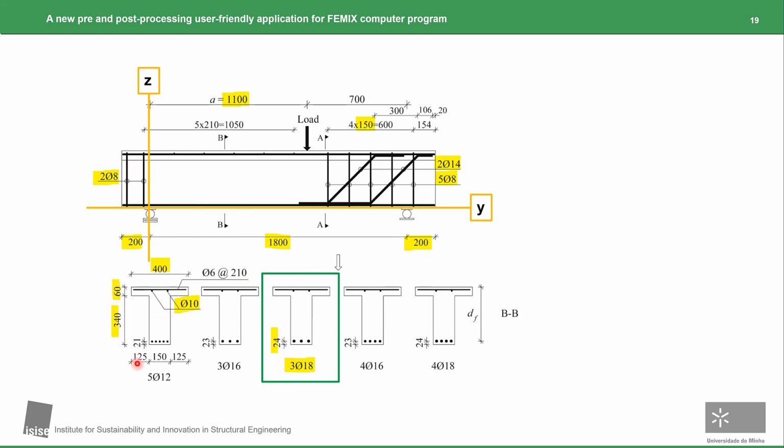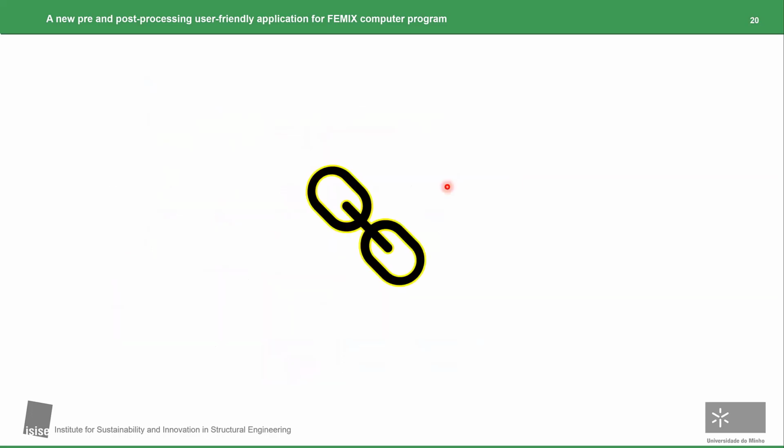In this beam, the height of the web is 340, and for the flange is 60, and the width of the web is 150, and 400 for the flange. And also we have 3 rebars on the bottom, which are GFRP bars. And also the load is located at 1100 from the left support, and the other dimensions are available on this shape. Okay, I'm going to the FEMIX PrePost application.